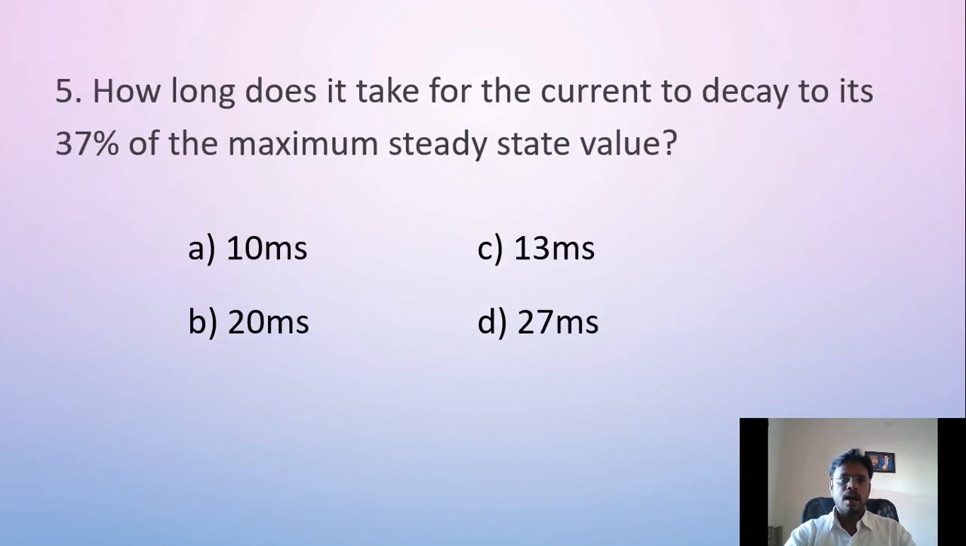And the last question is, how long does it take for the current to decay to 37% of the maximum steady state value? The maximum value is I naught, and the current should be equal to 37% of I naught, that is 0.37 I naught. Then how much time is needed? So 20 milliseconds.